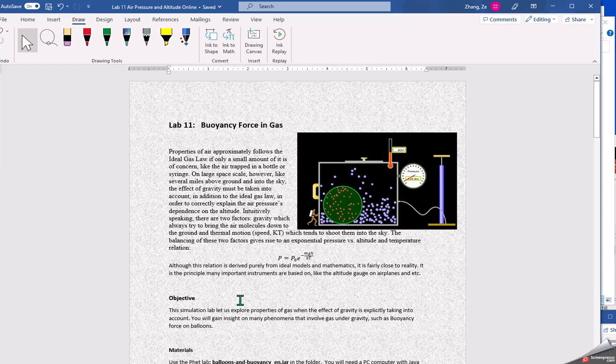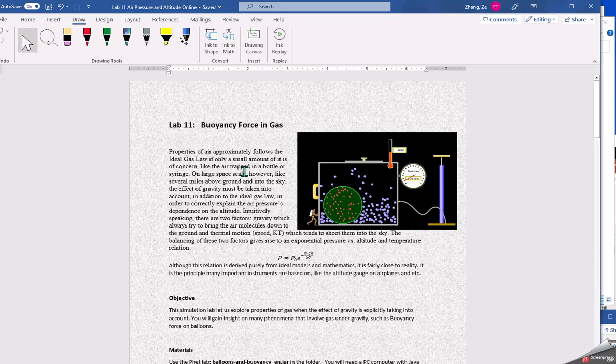Lab 11. Buoyancy force in gas. The properties of air approximately follow the ideal gas law if you have a small amount of it, like the air trapped in a bottle or syringe.